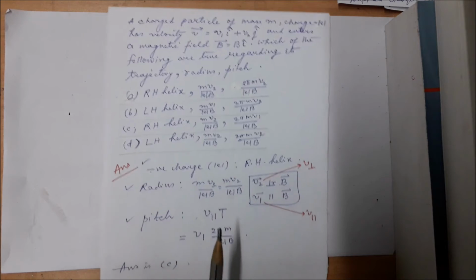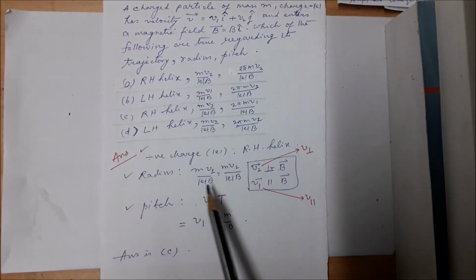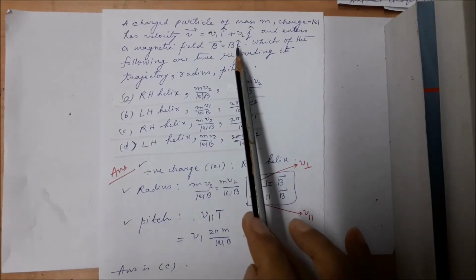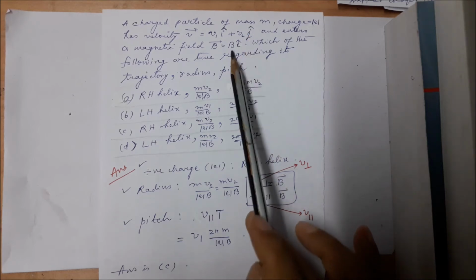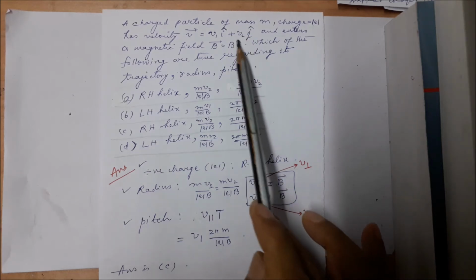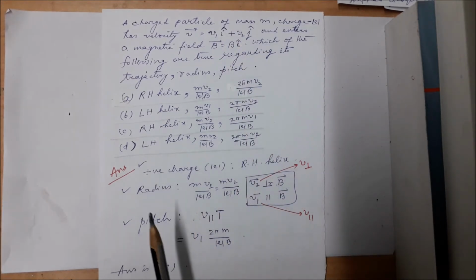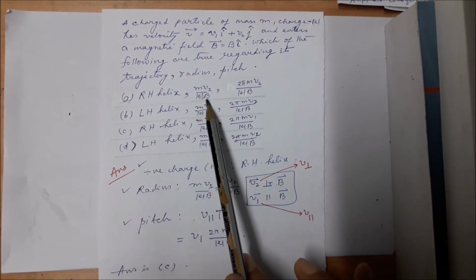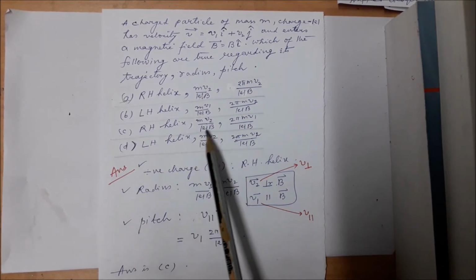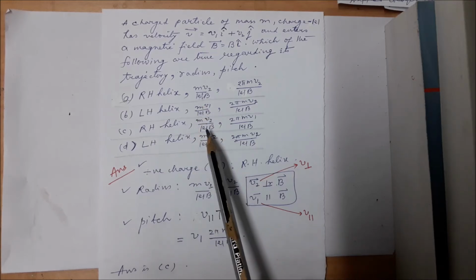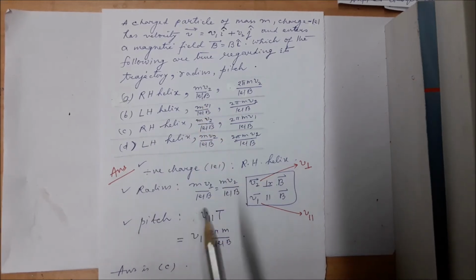Now next we have to find the radius. The radius is mv perpendicular by eB or qB. Here v perpendicular is actually perpendicular direction to i cap. So perpendicular direction to i cap is j cap, and the component is v2. So we will have v2 here. And again, in A we have mv2 by eB, and in C also we have mv2 by eB. So we cannot decide which is correct, and therefore we have to go to the pitch.